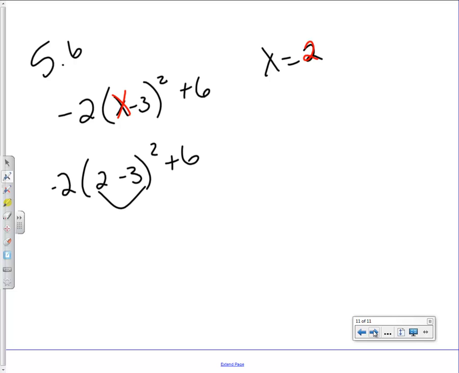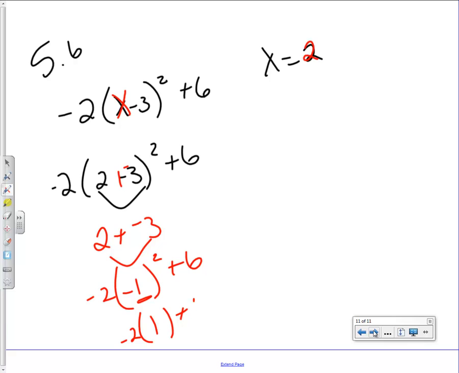So here, it's a subtraction problem, right? So I have 2 plus a negative 3. I change the sign, and signs are different. Subtract and take the sign of the bigger number, and I end up with negative 1. I'm going to bring down everything that I haven't used. Negative 1 squared is 1. Negative 2 times 1 is negative 2, plus 6. Signs are different. Subtract and take the sign of the bigger number, and you end up with a final answer of a positive 4.